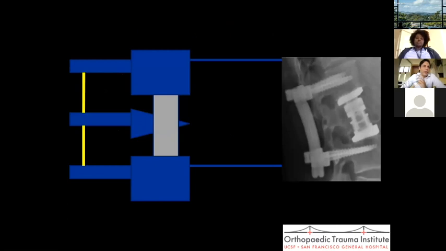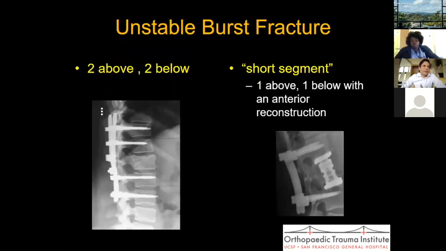And so if we're able to get the anterior support with a cage, then you can do short segment fixation, 1 above and 1 below. This requires a second approach. So for unstable burst fractures, the 2 treatment options that you'll typically see are an all posterior, 2 above, 2 below, or what we call short segment fixation.